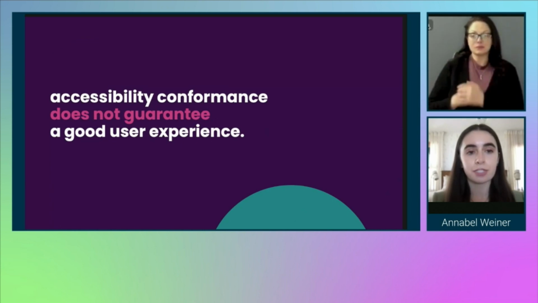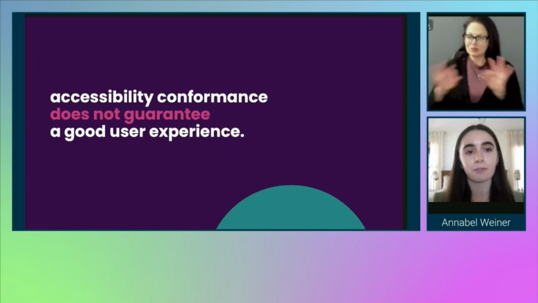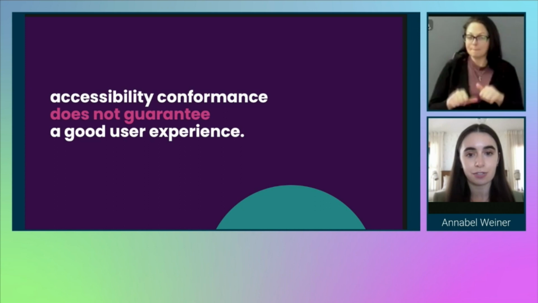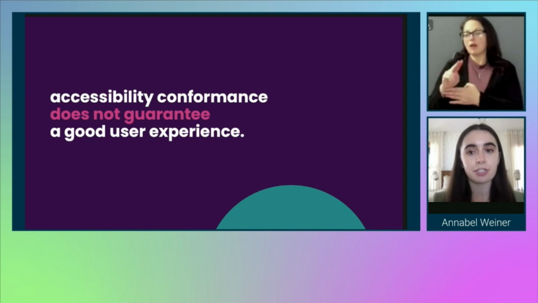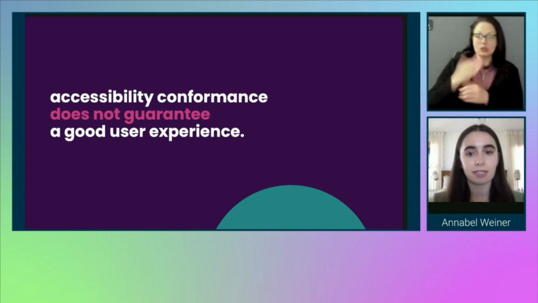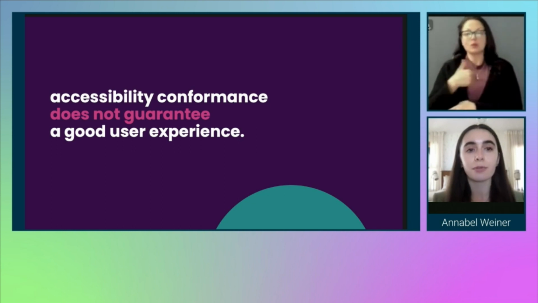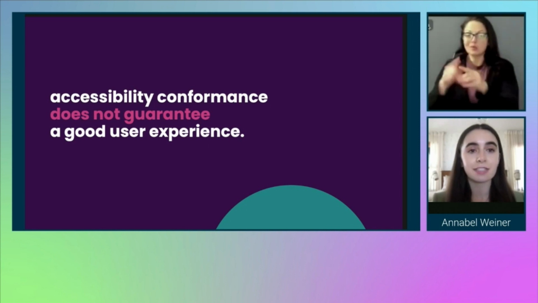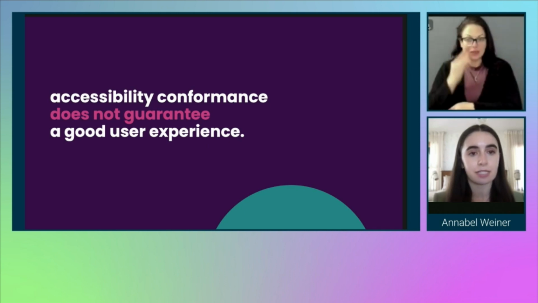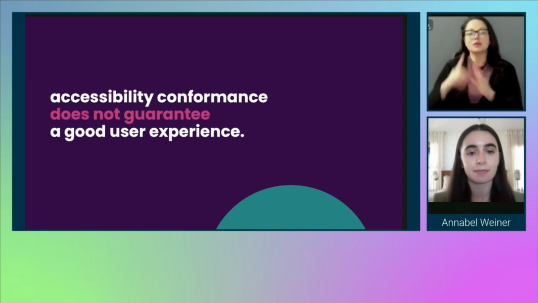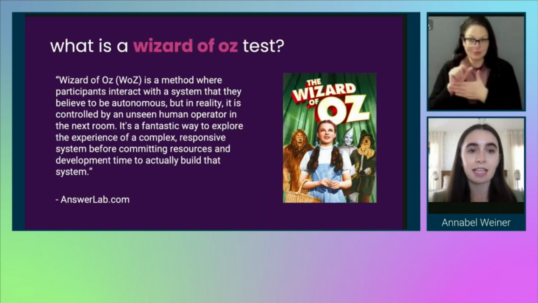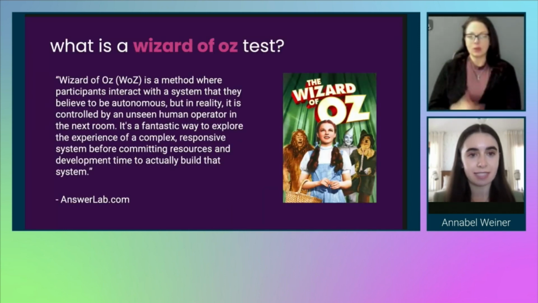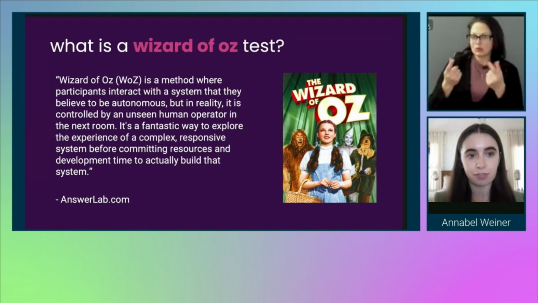Something that's really important to our team is that accessibility conformance does not guarantee a good user experience. So we want to make sure that in addition to passing the web content accessibility guidelines, we're reaching past compliance and giving a really great user experience to everyone who uses our products. And to do this, we need to make sure that we're testing our designs with people with disabilities. So we wanted to try doing a Wizard of Oz test, but adapt it for screen reader users.